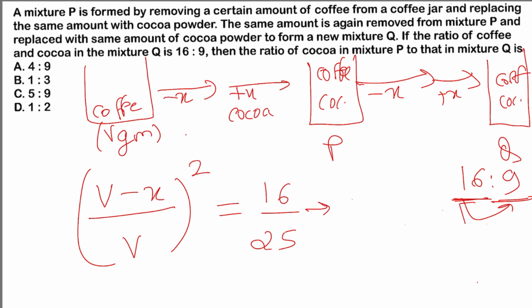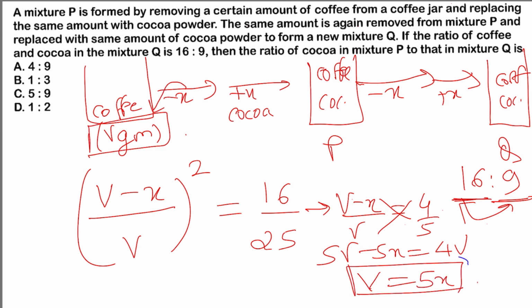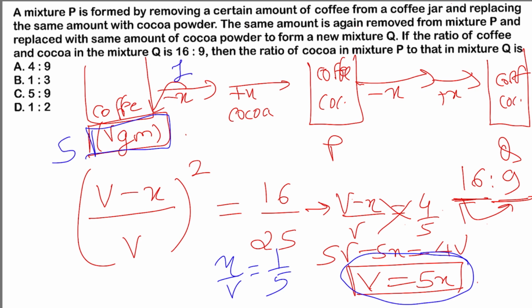Now we can solve this and obtain the ratio of V and X. So we take the square roots on both sides first. We end up with (V minus X) upon V is 4 by 5. Cross multiplying, we get 5V minus 5X is 4V, which gives V is equal to 5X. Now this tells us that X upon V would be 1 by 5. That means if your starting content of coffee is 5 units, you are removing 1 unit every time and replacing it with cocoa, or the fraction of the mixture removed and replaced is 1 by 5.